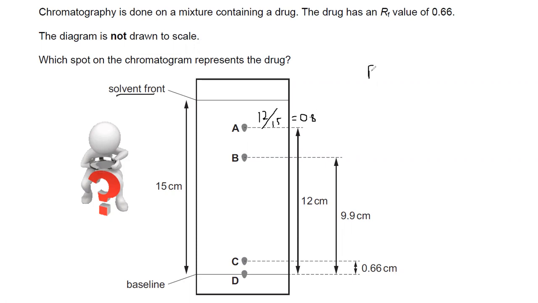The formula to calculate the RF value is the distance moved by the spot divided by distance moved by the solvent. I write it in short here. So for A, spot A moved 12 centimeters and the solvent moved 15 centimeters. So 12 divided by 15 is 0.8. What about B? The distance moved by B from origin. So distance moved by B is 9.9.